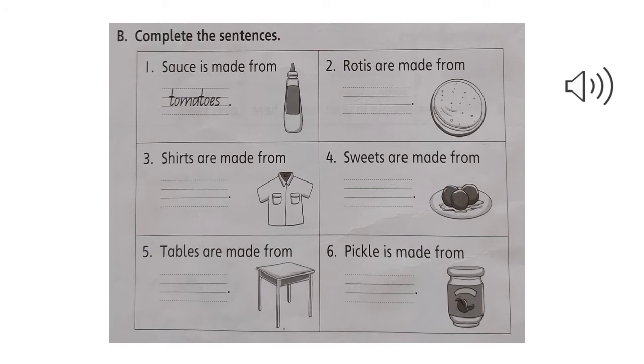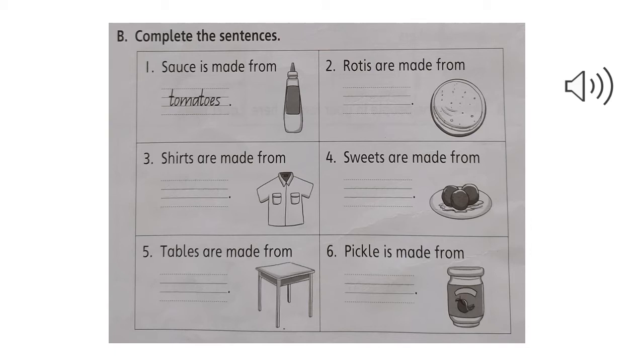Link 2.2, I will learn which crop gives us food. Exercise B, complete the sentences. Now here we have given some sentences and right in front of them we have some pictures. The first sentence is, sauce is made from tomatoes, and we have a picture of a sauce. The second one is, rotis are made from.